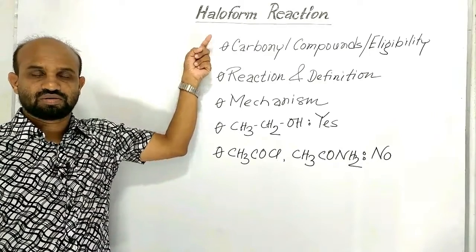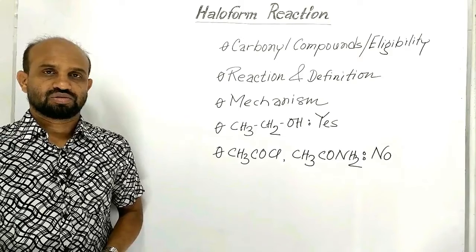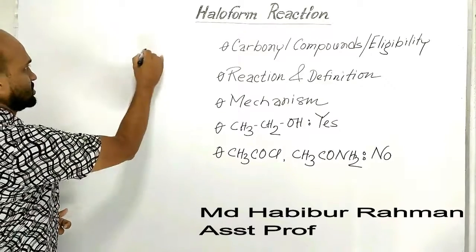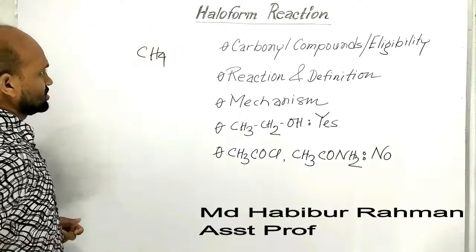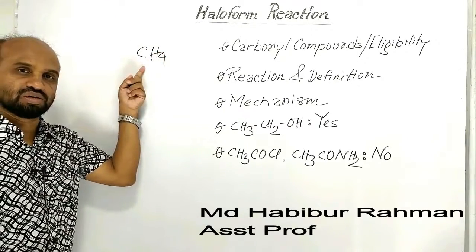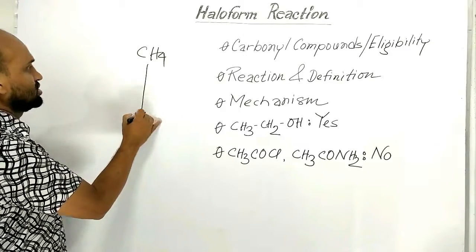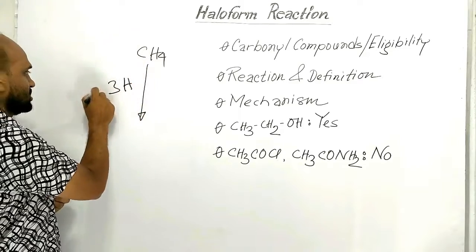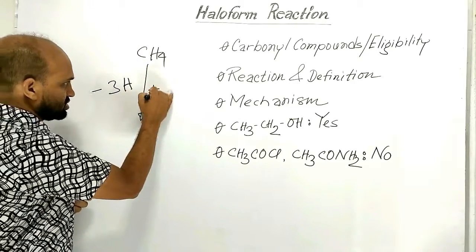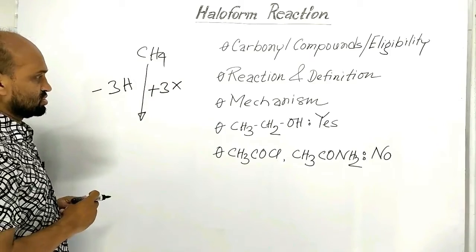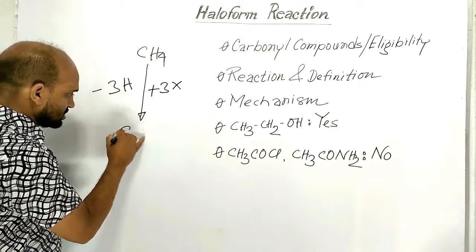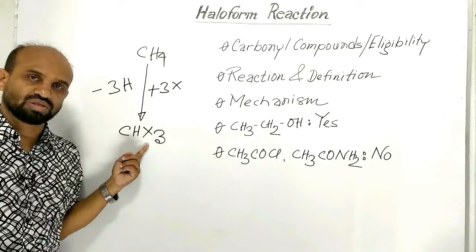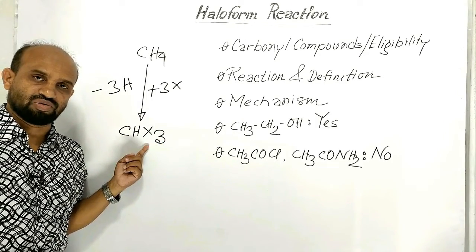Haloform reaction. This is today's lesson. What is haloform? Let's see. When 3 hydrogen atoms of methane are replaced by 3 halogen atoms, then we get CHX3, which is known as haloform.